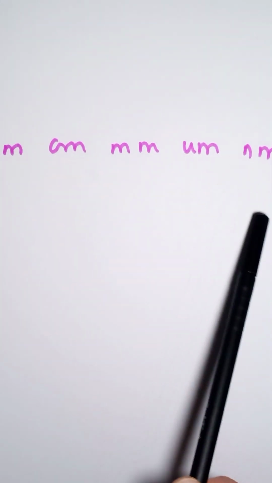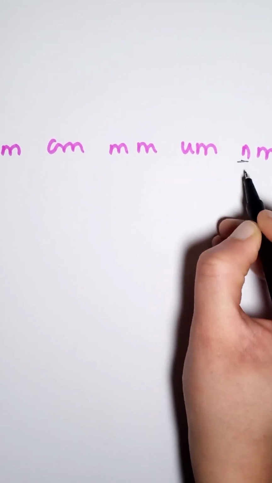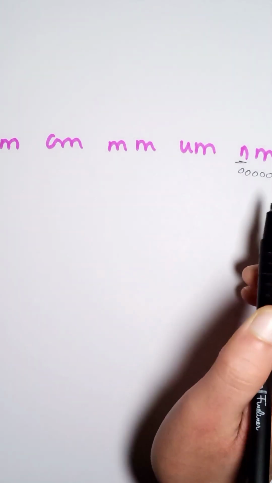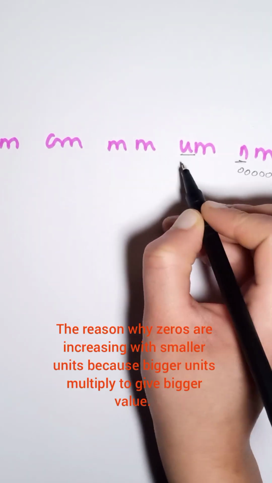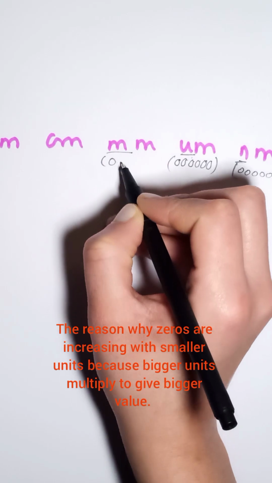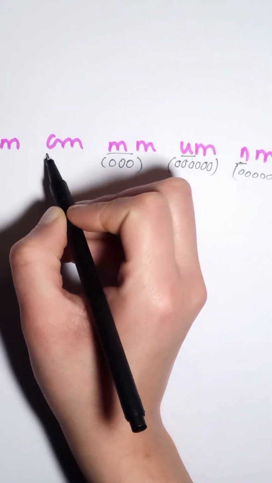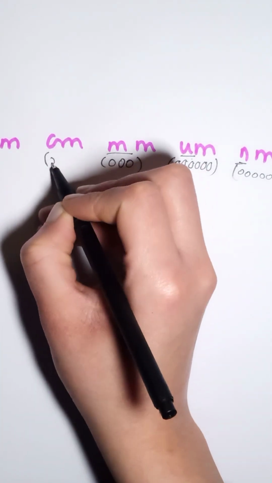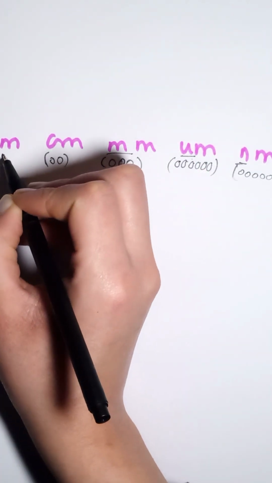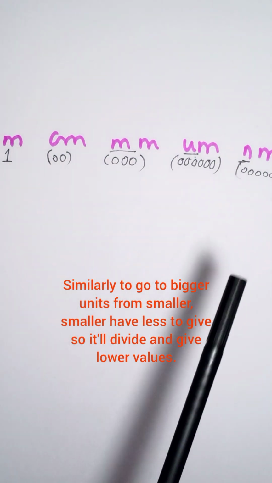You have to know that nanometers means that it has 9 zeros, micro means 6 zeros, and milli basically means 3 zeros. Centimeter means 2 zeros, and meters basically means 1. So when converting units, you need to know whether to multiply or divide.